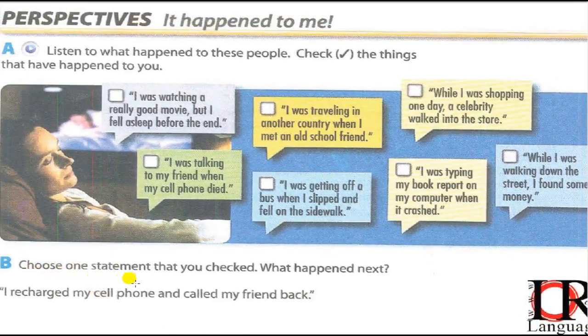B. Choose one statement that you checked. What happened next? You tell the class what happened after that. Example. I recharged my cell phone and called my friend back. So I was talking to my friend when my cell phone died. So I recharged my cell phone and called my friend back. I was watching a really good movie, but I fell asleep before the end. I surfed the internet and watched the end on the internet. I watched the end of the movie on one of the websites.